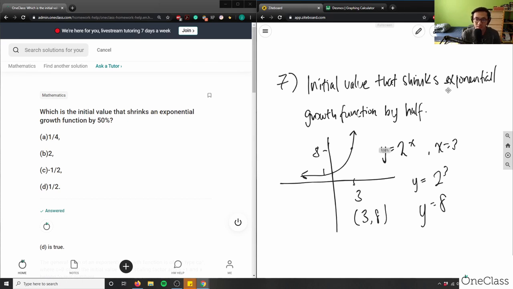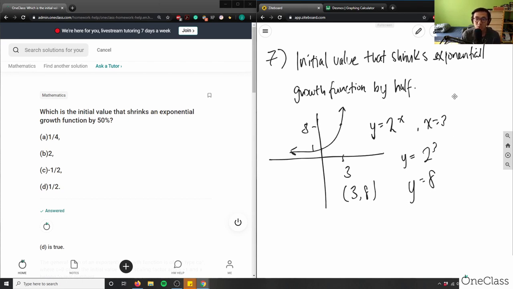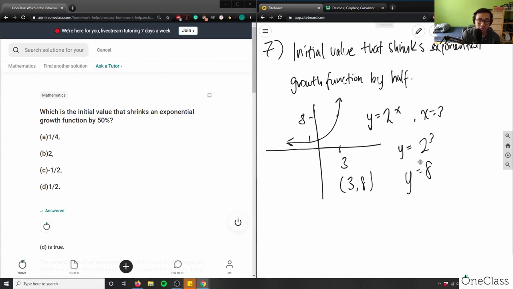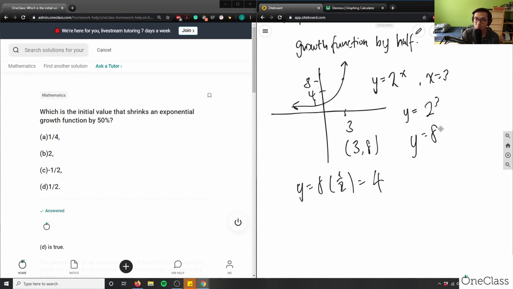So it says here, initial value to shrink the growth function by half. So I want to actually cut this value by half. So let's say y equals 4. If I'm shrinking it by half, I'm taking the y value and multiplying by half to get 4, right? So at 4, what is the initial value that shrinks an exponential growth function by 50%? So I have to solve for where y equals 4 would be here, so in this case I'm solving for my x value now.